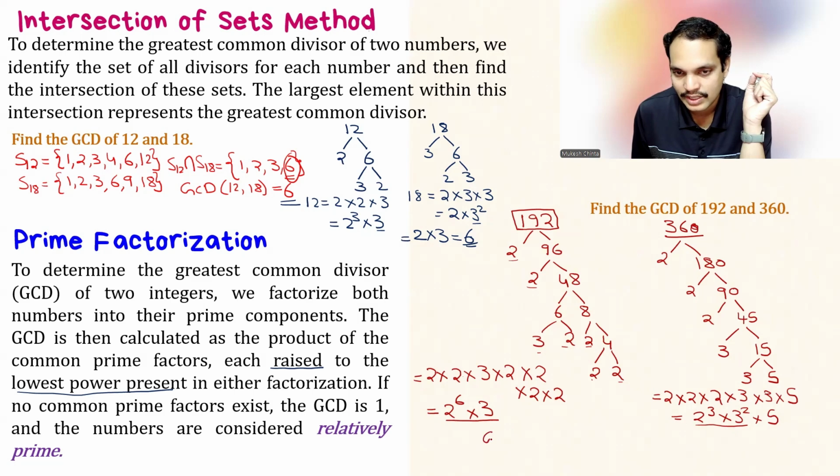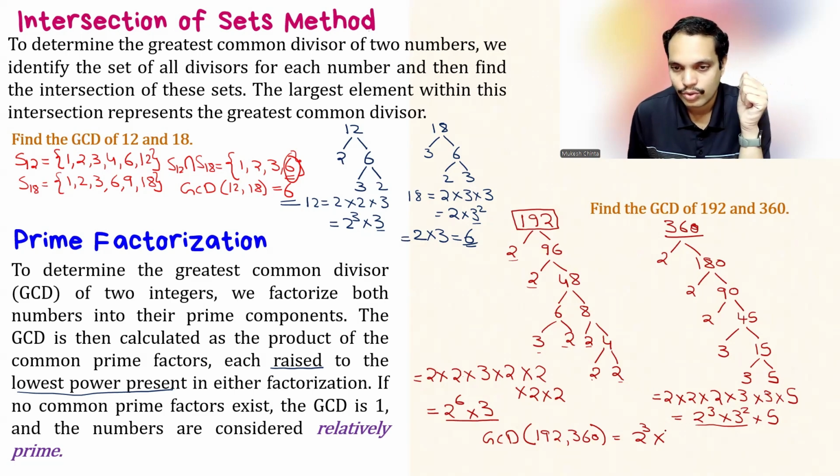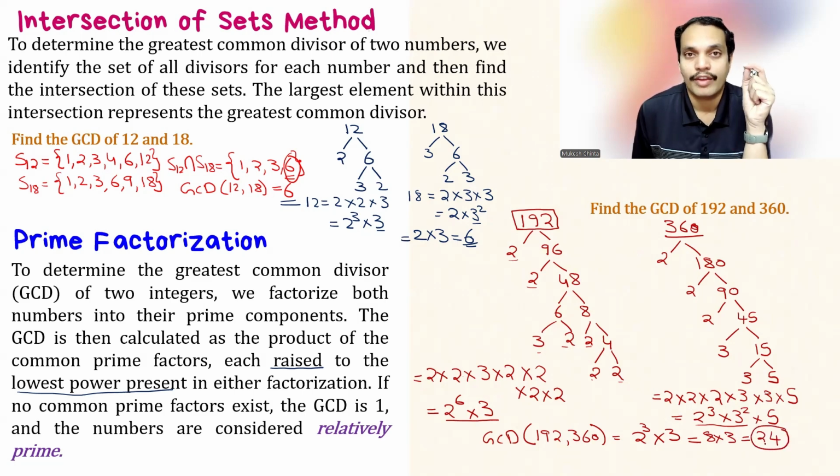Lowest. So the GCD of 192, 360 is 2 cube into, next 3 is common, here 3 is common. And what is the lowest power of 3 and 3 square? 3. So you take 2 cube into 3, which is nothing but 2 cube is 8. 8 into 3 gives me 24. So your GCD for these two numbers using prime factorization is 24.